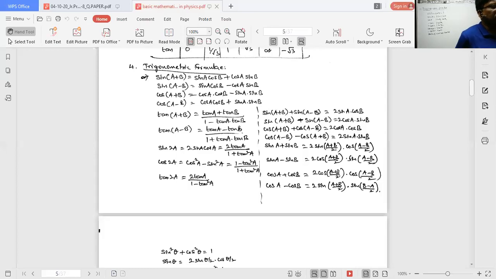Trigonometric formulae. Sine of a plus b is equal to sine a cos b plus cos a sine b. Sine of a minus b is equal to sine a cos b minus cos a sine b. Cos of a plus b is equal to cos a cos b minus sine a sine b. These are all in our mathematics also, but in physics, some of these formulas are important to solve the problems. That's why I'm telling this.